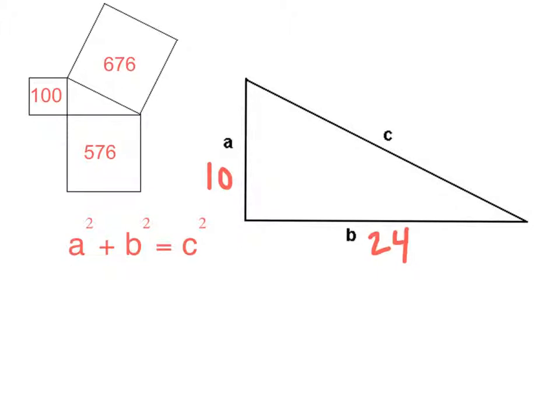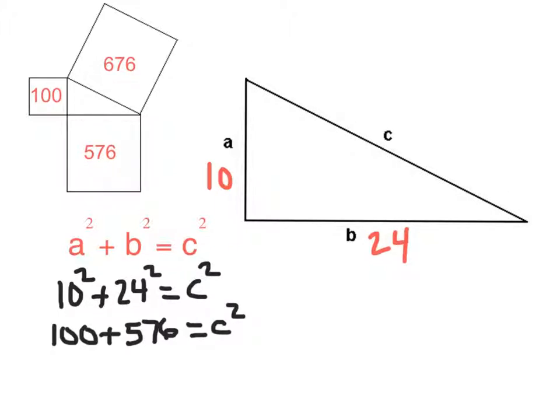So we can use the Pythagorean theorem. Our A is 10. Our side B is 24. And our side C would be unknown. If we simplify this out, 10 squared is 100, which represents the area of one of the leg squares. 24 squared is 576, the area of the other leg square, and together they combine to make C squared, the area of the hypotenuse square.